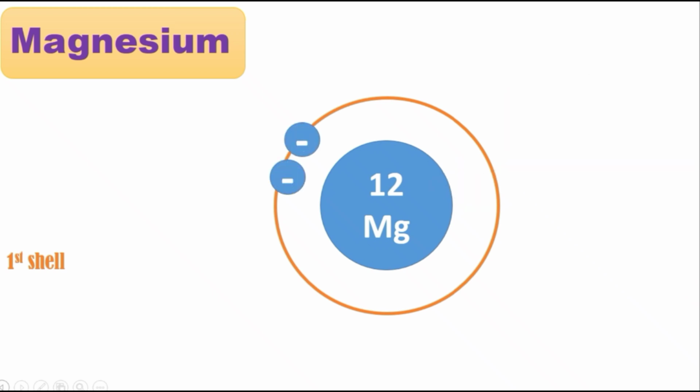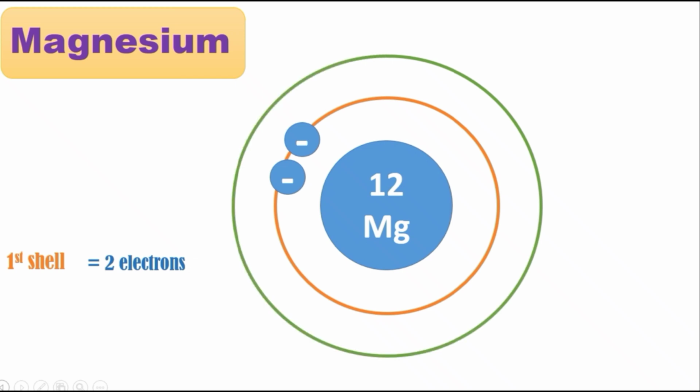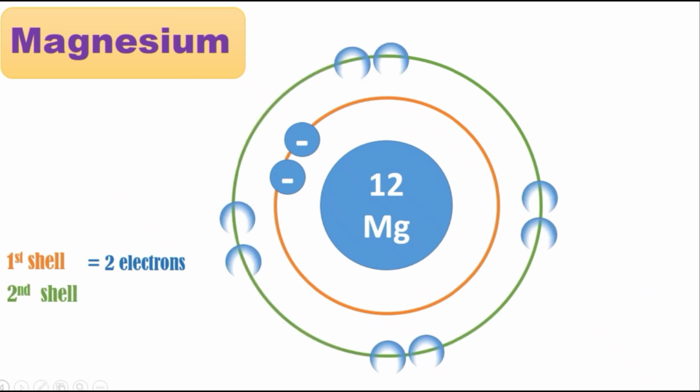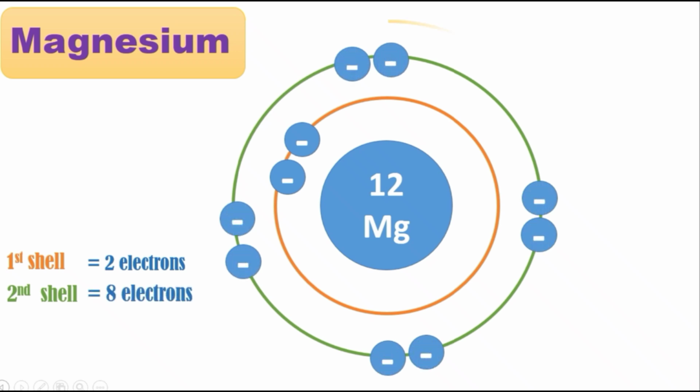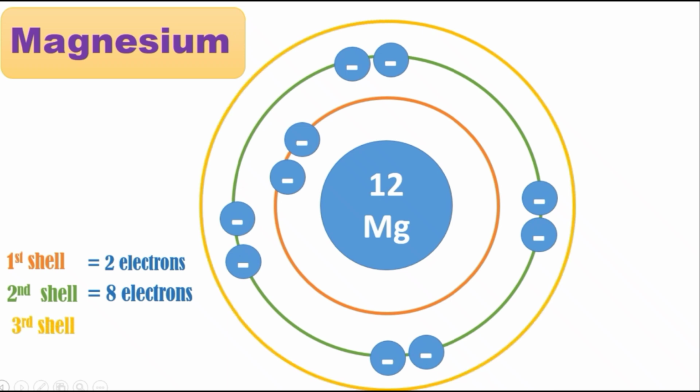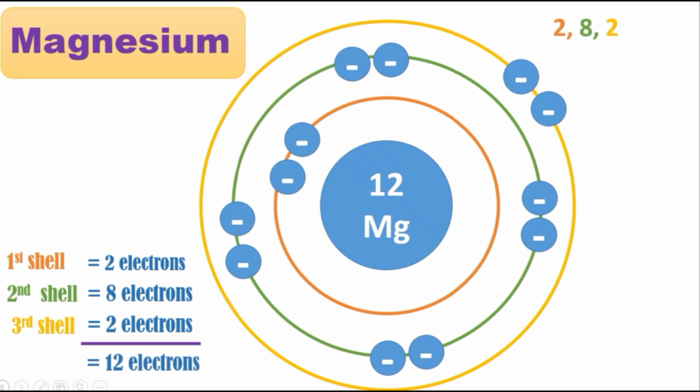So in its first shell, it has 2 electrons. Second shell has 8 electrons. And the third shell has 2 electrons. And a total of 12 electrons, that is equal to the atomic number. In this state, electrons and protons are equal. That is why the charge is 0. It means the atom is neutral.